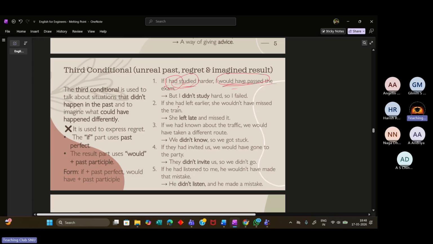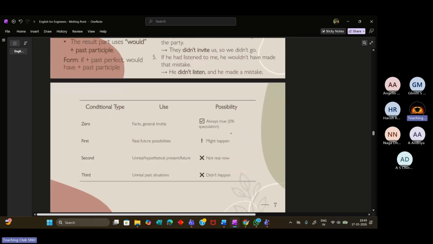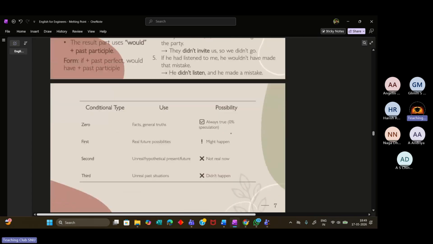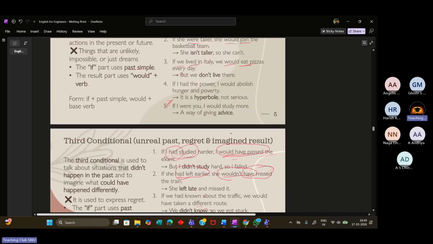If she had left earlier, she wouldn't have missed the train. She left late, and therefore she missed the train. But what could have been the ideal scenario if she had left earlier? Past perfect. She wouldn't have missed the train. Past participle. So that's it. Any doubts in this, guys?